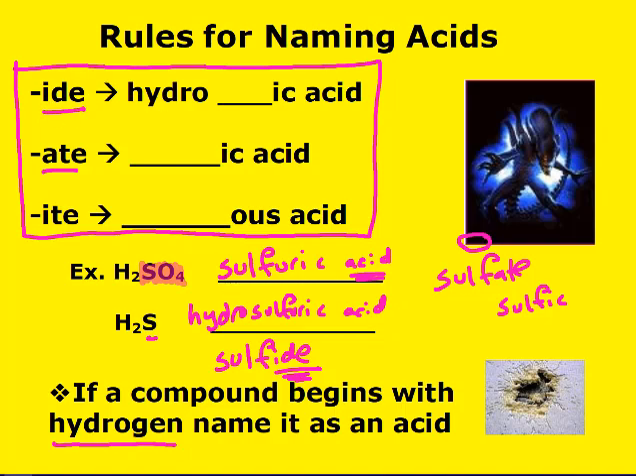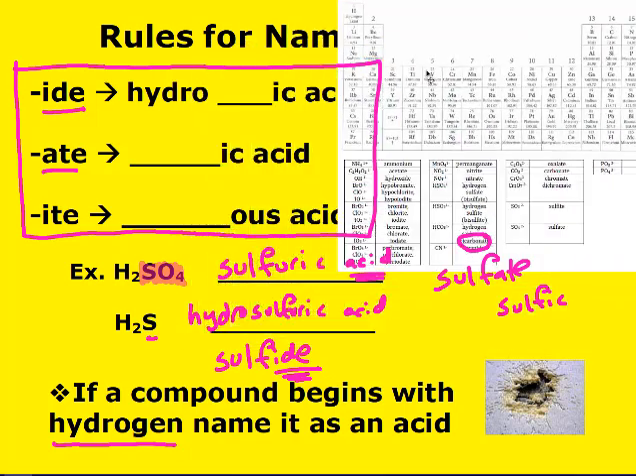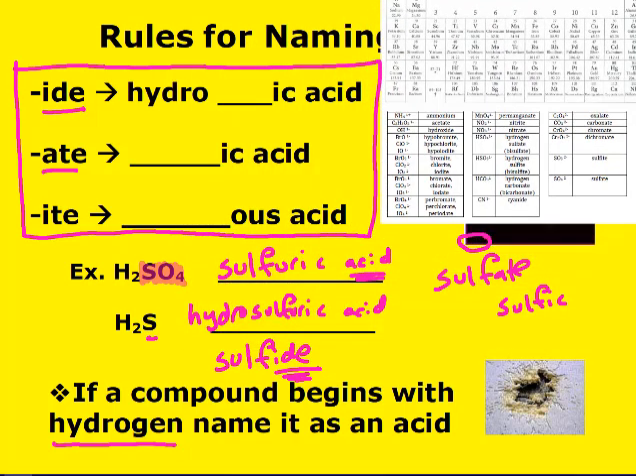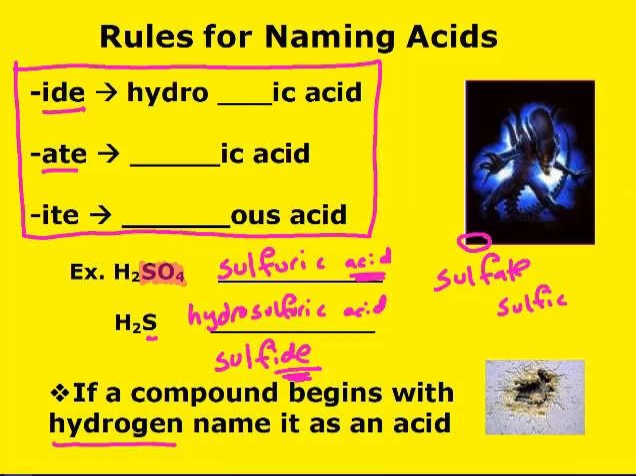IDE are for our elements. And remember, there were the two polyatomic ions that ended in IDE. Hydroxide, which you wouldn't have as an acid, and cyanide. So cyanide's really the only polyatomic ion that can have hydro in front. All other times, if it's a polyatomic ion, it should not have hydro in front.